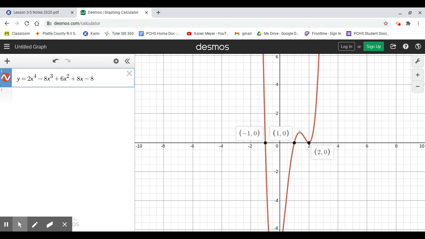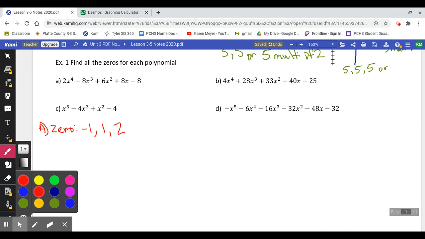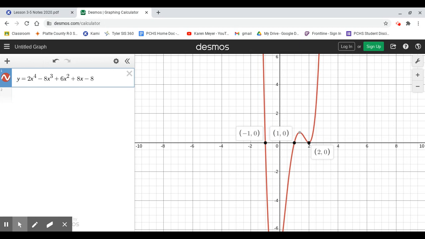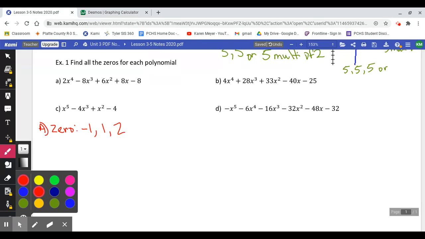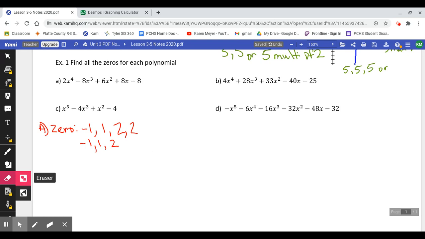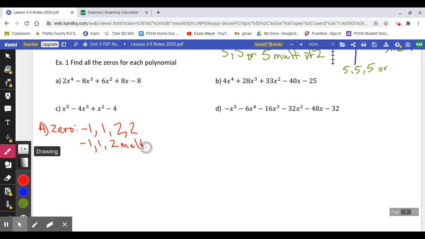Now, when you look at the one at 2, 0, do you guys notice that you happen to have a little bit of a U shape right here? So I'm trying to outline it. And since you have a U shape and it sits right on the x-axis, that means that answer counts twice. So you can either write 2 twice, or you can write it as 2 multiplicity of 2. So either way.